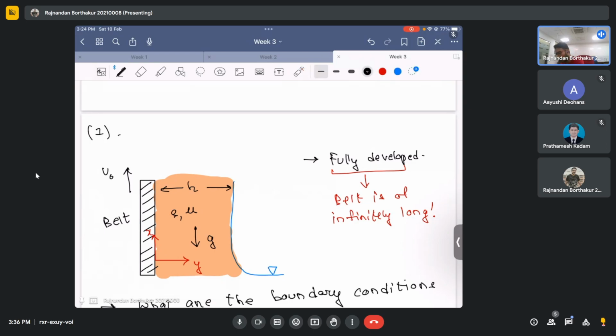Of course, this is something that you need to visualize, because now the control volume is the fluid and not the belt. So the direction of the forces is very important here.